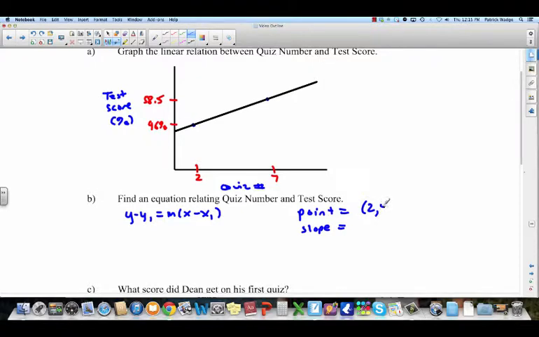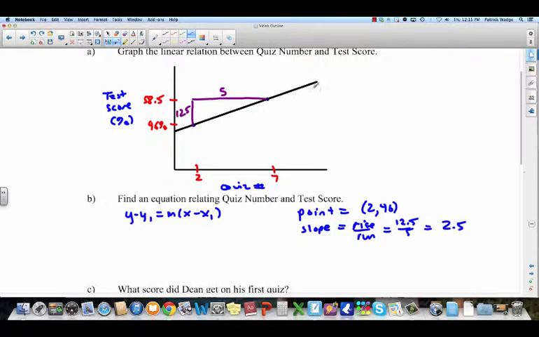2, 46. We need a slope. Well, to get the slope, I need to know what's the change in rise and what's the change in run between these 2 points. The change in rise is from 46 to 58.5. That's 12.5. The change in run is from 2 to 7. That's 5. So my slope is rise over run, which is 12.5 over 5, which is 2.5.